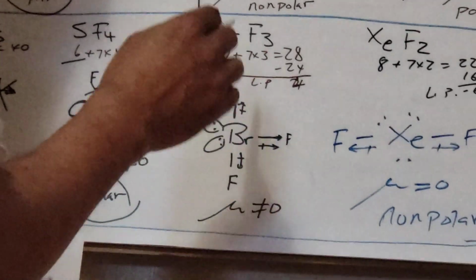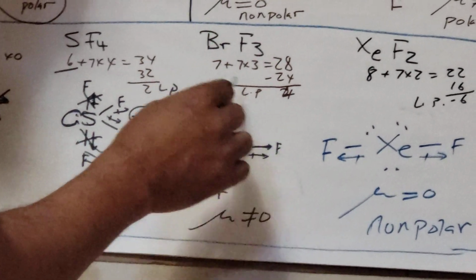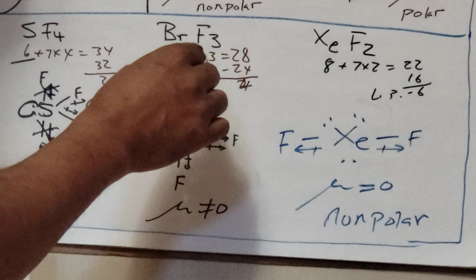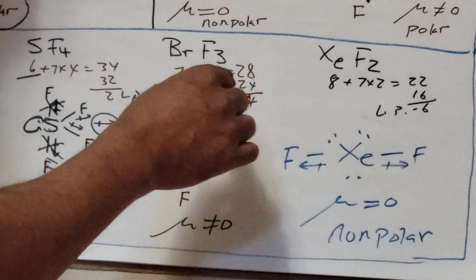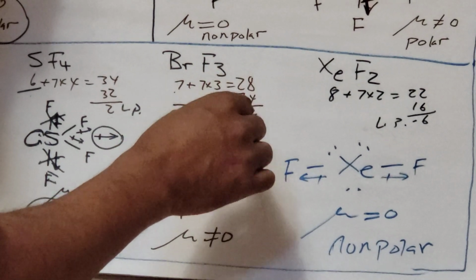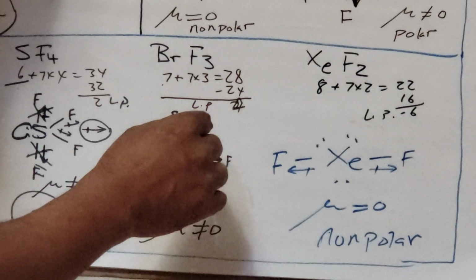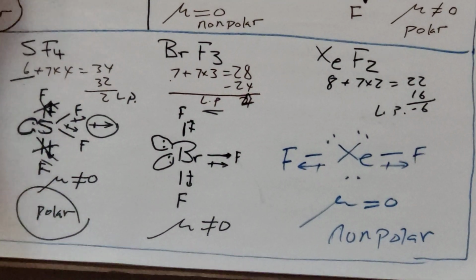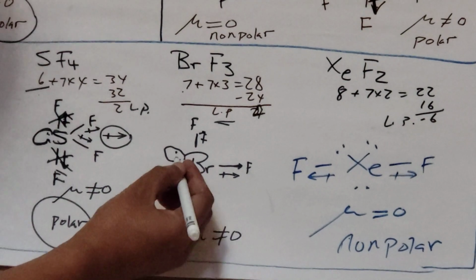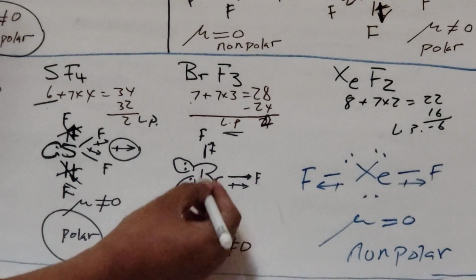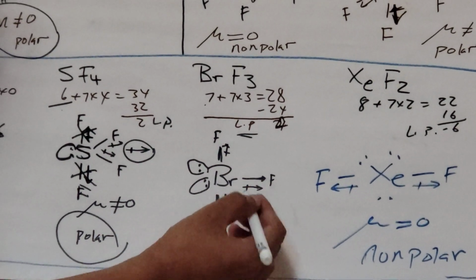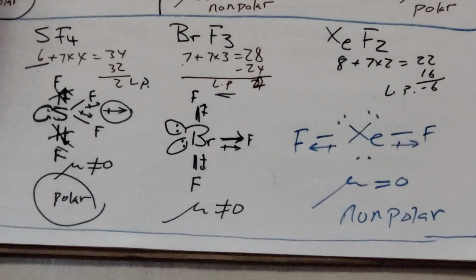So bromine trifluoride. Here bromine has 7, and fluorine also has 7 times 3, total 28. So the highest multiple of 8 is 24, so you have 4 extra electrons. That means you have 2 lone pairs. So this is bromine, and the structure is like this.